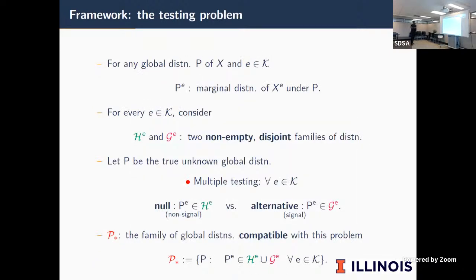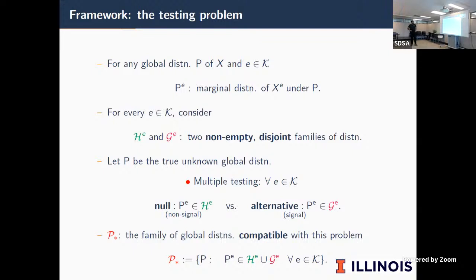All right, so just to give you a mathematical formulation for this problem. We denote the global distribution P of X, and for every unit E, we call it P_E. Whenever there is a subscript E, that means we are restricting to some subset of sources. So P_E means the marginal distribution of X under P restricted to the subset E. For every E, we consider two non-empty disjoint families of distributions, which we call H_E and G_E. If P is the true unknown global distribution, we want to perform multiple testing whether the marginal P_E belongs to H_E or whether it belongs to G_E. If it is in the null, we call it a non-signal, and if it is in the alternative class, we call it a signal.